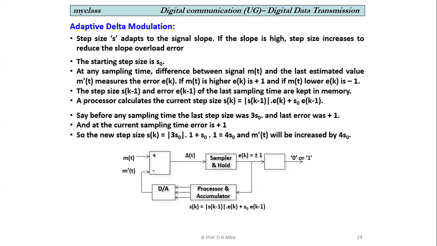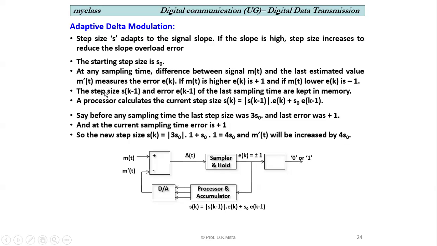I repeat once again, what are we calculating? We are calculating the last estimated value and the present signal value. If I find the present signal value is higher than the last estimated value, which indicates the signal is going up and up, then my ek value is plus 1. And if I find the signal is going down and down, then the ek value is minus 1.